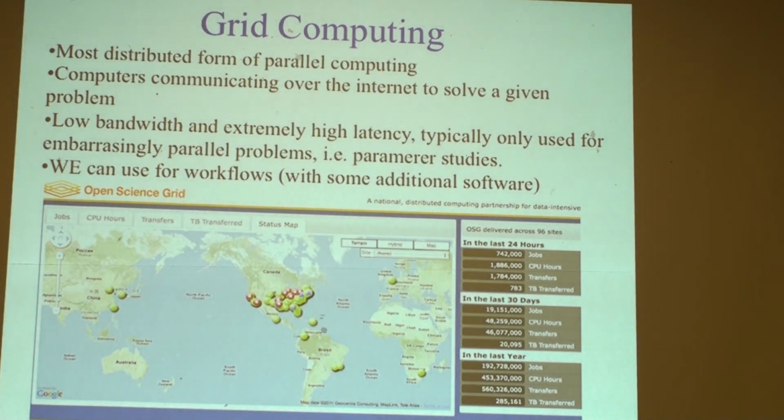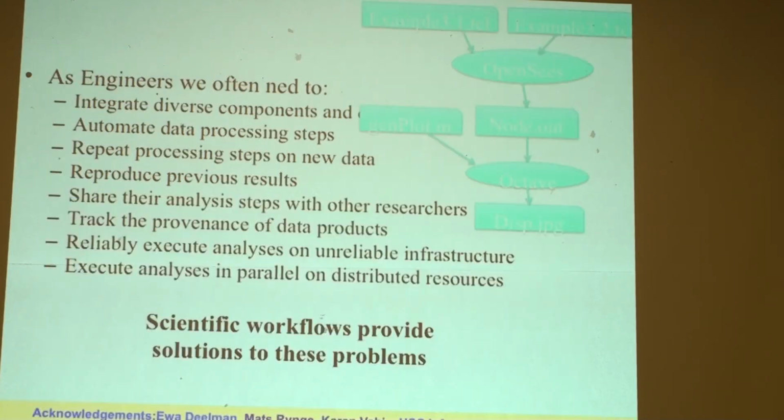So here's the Open Science Grid, which is what we have available through NISA, which is basically little computer centers with clusters of machines. They make these clusters available to researchers when they're sitting idle.